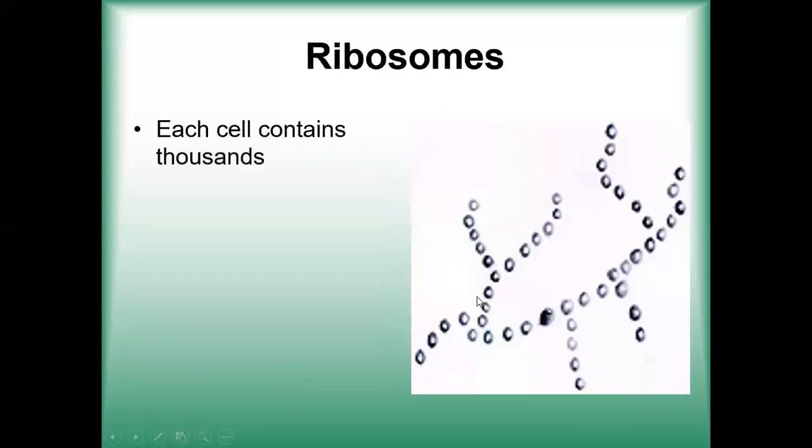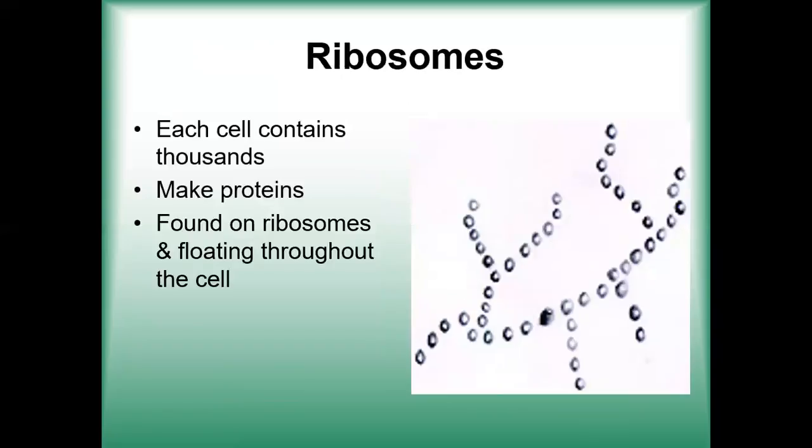Okay, ribosomes. Each cell has thousands of these things. They make proteins, and they are found on the endoplasmic reticulum, not the ribosomes. I have a typo there. They're found on the endoplasmic reticulum, rough endoplasmic reticulum, and floating throughout the cell.